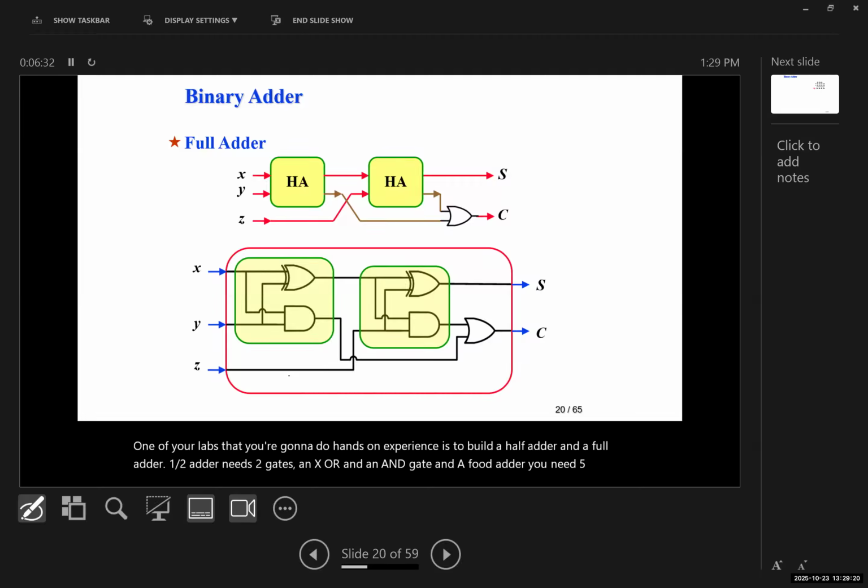And the equation that we showed previously, the function, if you check it, it's going to create this digital logic circuit.